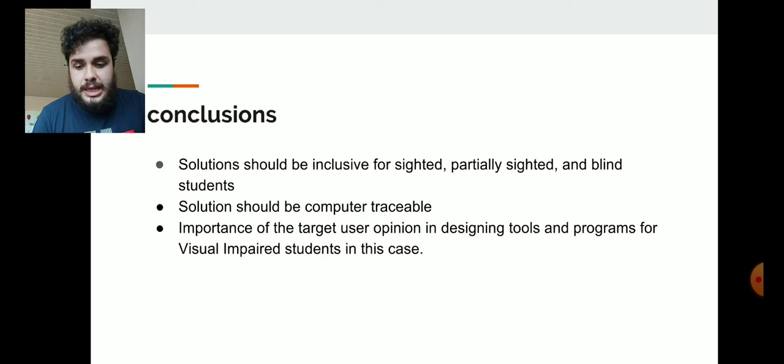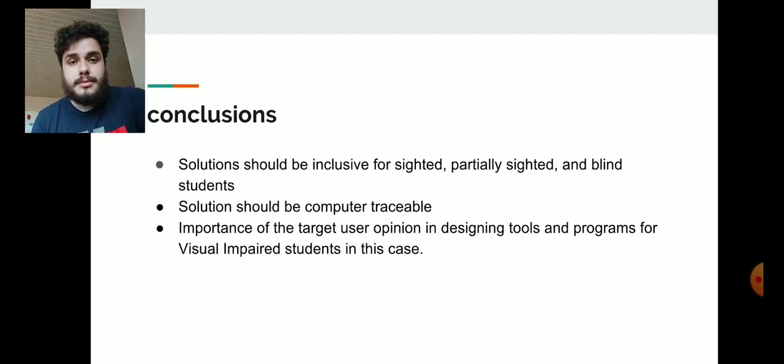Now, the main purpose of this article is to understand the importance of having feedback from the direct source, which in this case are the visually impaired students, in order to design tools, programs, and a curriculum. As teachers, we have to understand that we need to consider what they want and what they need in order to decide how to teach them the information that they are going to receive.